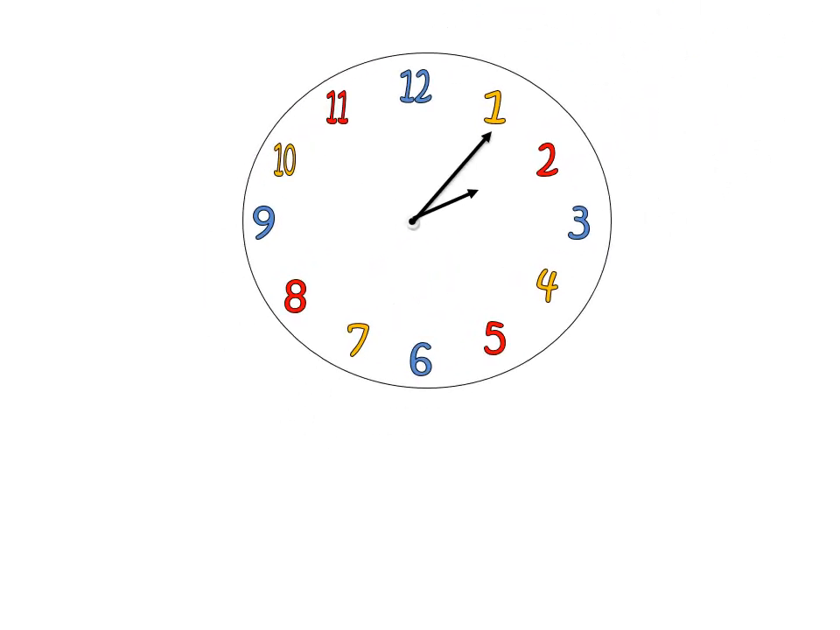What about this one? The long arrow on 1. So, on the right part, on the right part, I use which word? It's past. So, what's the time? It's 5 past 2.